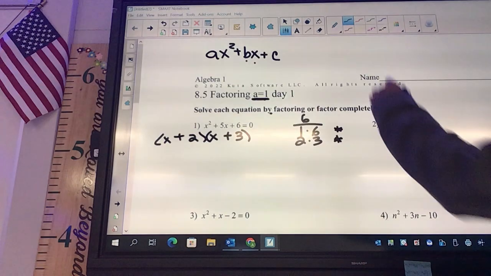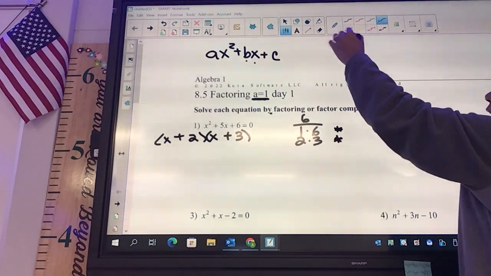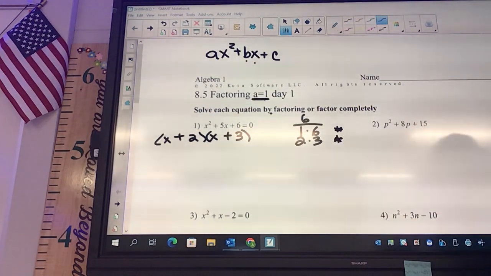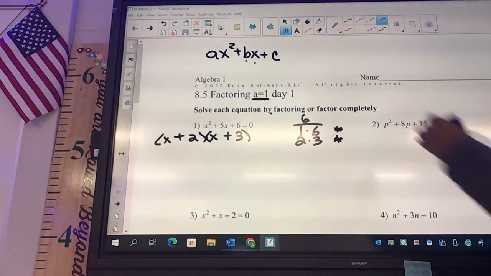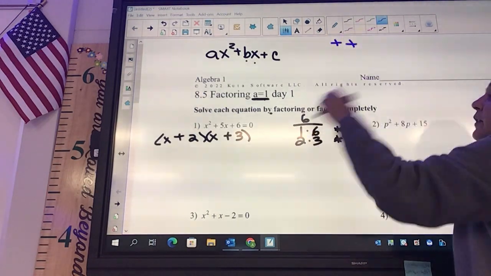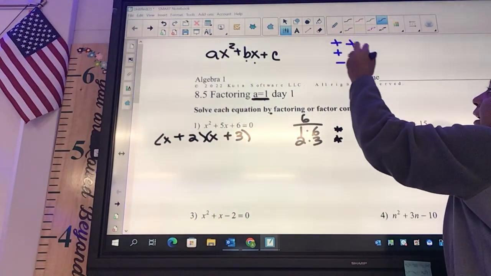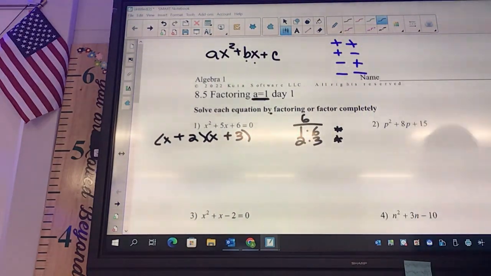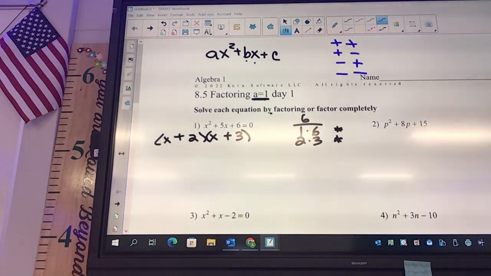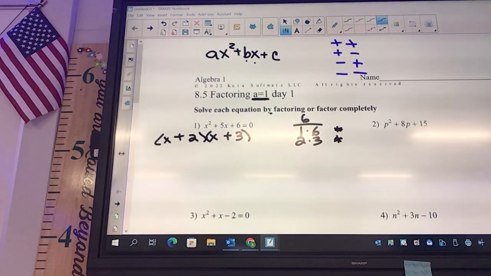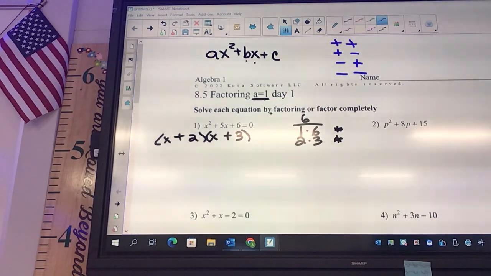Okay, and then I would write this chart up here somewhere. You have 4 options for signs on every single problem. Okay, it could be a plus plus, like we just did, plus minus, minus plus, or minus minus. Those are your 4 options every single time. So you could type in 2 plus 3, or a positive 2 and a negative 3, or a negative 2 and a positive 3, or a negative 2 and a negative 3.